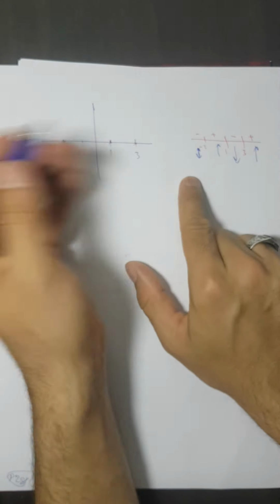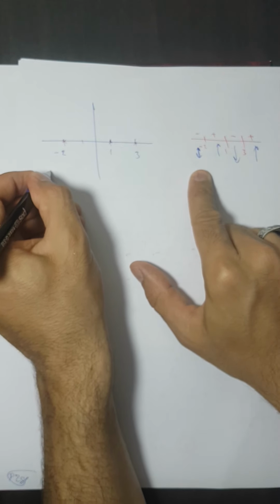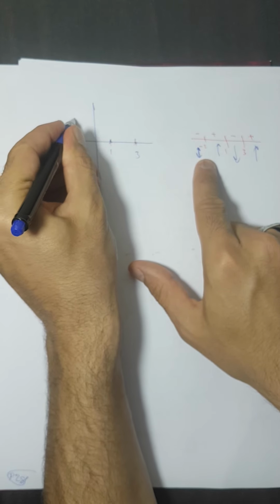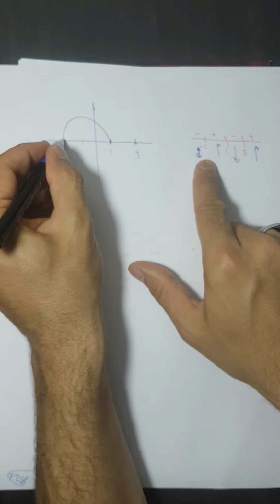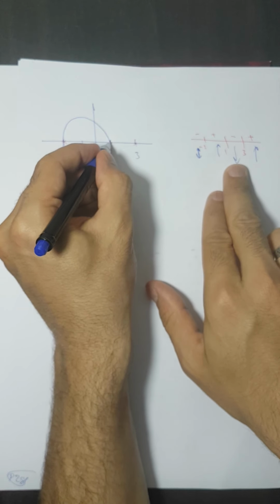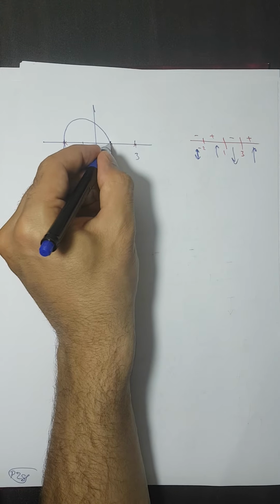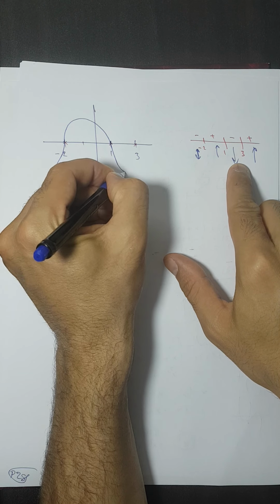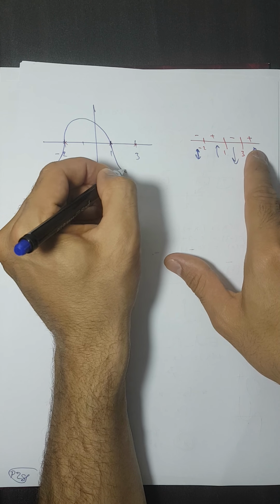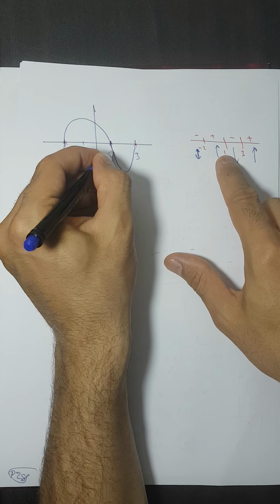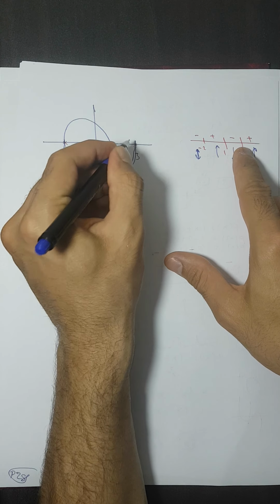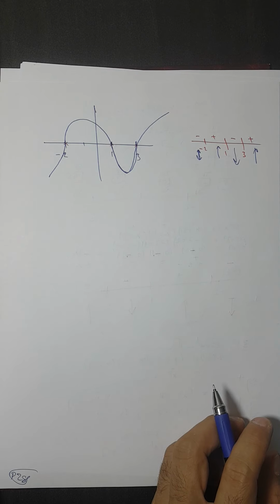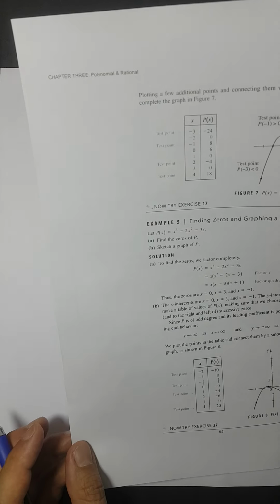So I'm starting with the left of -2, where we have decreasing. Between -2 and 1 I have increasing. Between 1 and 3 we have again decreasing. I'm going down to 3, and after 3 I got what? I got an increasing function. It doesn't look very nice here, really.